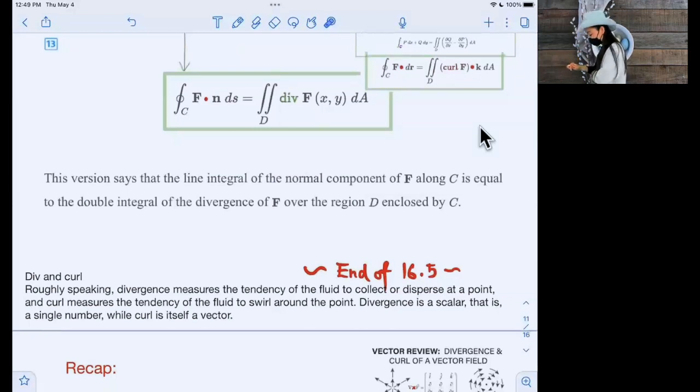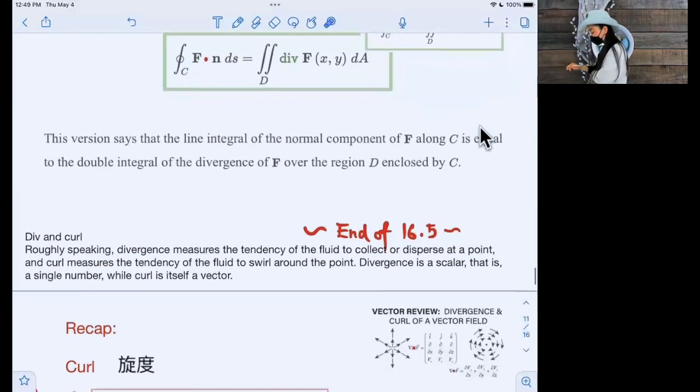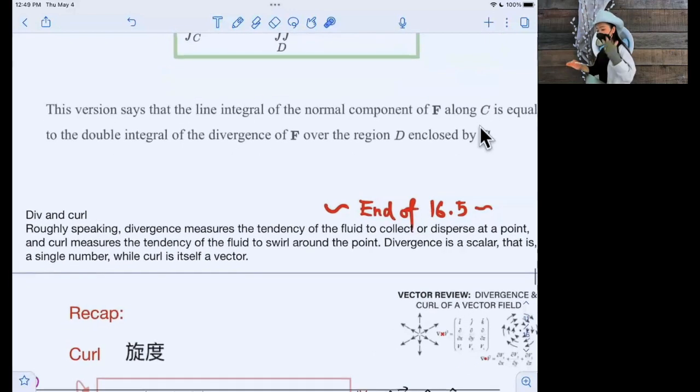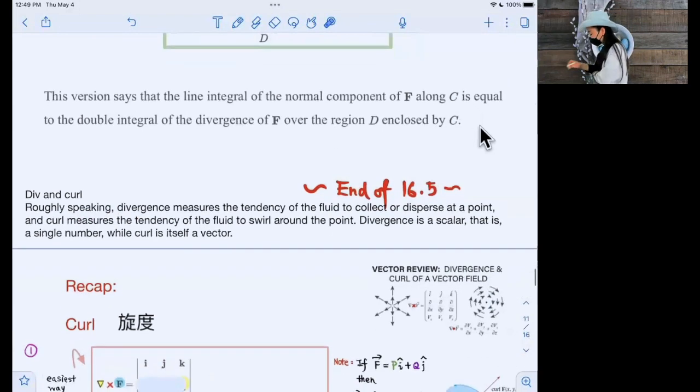Let's do a recap, okay? First, we state what we have: divergence and curl. Roughly speaking, divergence measures the tendency of the fluid to converge or disperse at the point, and curl measures the tendency to swirl around the point. And divergence is a scalar, while curl is a vector.